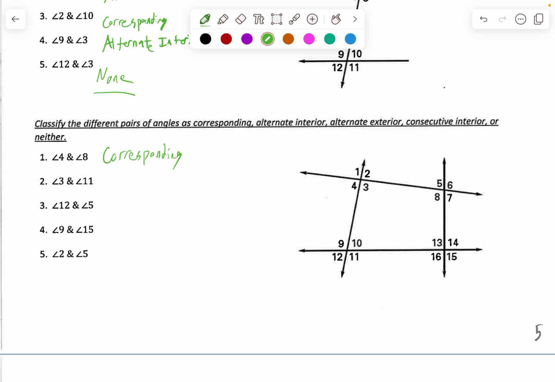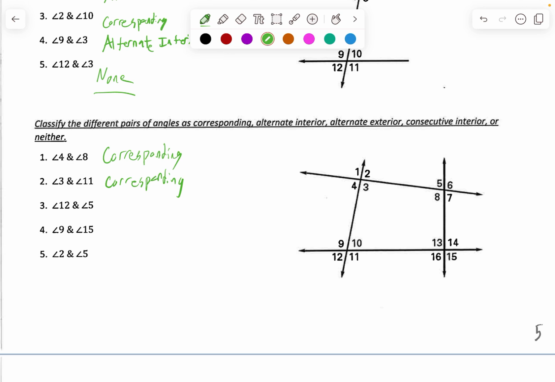3 and 11, hopefully you paused it by now. I see that they're both touching this line. That's my transversal. Here are your 2 lines in question, both in the bottom right. I'd say corresponding again. Let's make it easy on us. 2 in a row. All right.